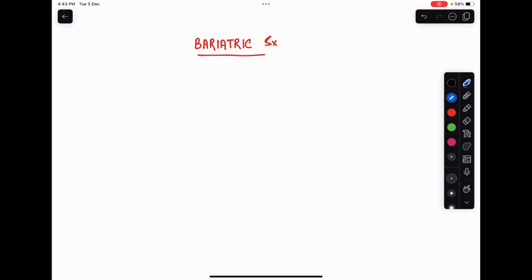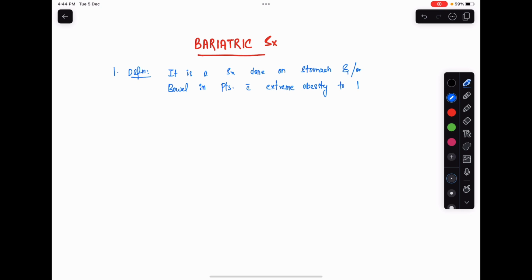Today we are going to discuss bariatric surgery. Bariatric surgery is a surgery done in patients with extreme obesity to decrease the weight of the patient. It also decreases metabolic complications present in a patient with metabolic comorbidities like type 2 diabetes and hypertension, etc. So this is a metabolic surgery. It can be done in any patients within the age of 16 to 65 years of age.